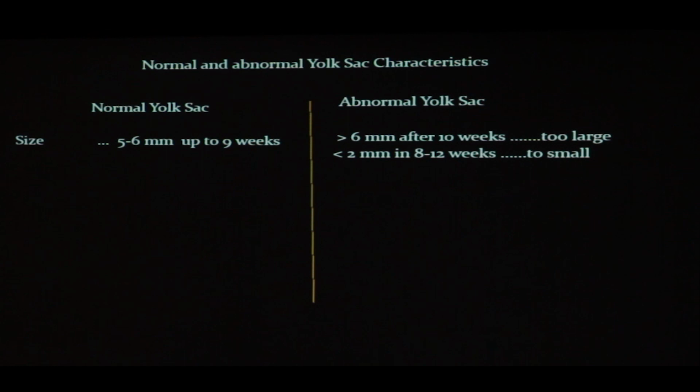Abnormal is less than 2 and more than 6. And shape is round and round only. Anything oval or distorted will not be accepted. And USG findings are hypoechoic center. It is not hypoechoic, it is jet black.